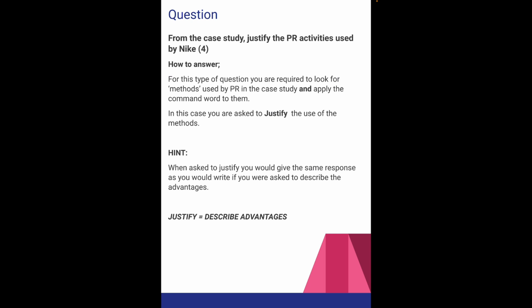And just be clear, when using justify as a command word, it could easily be swapped out for describe the advantages, because that's all you're expected to do. If you're justifying something, you're giving the reasons for a particular course of action, which are all the advantages for it.